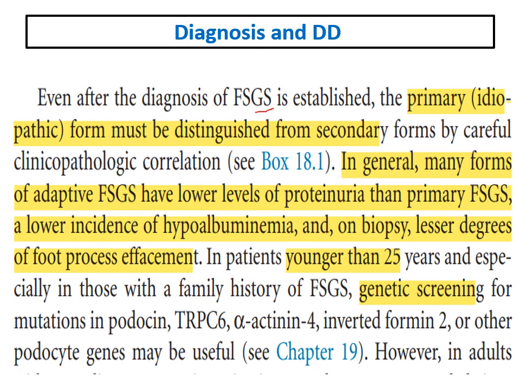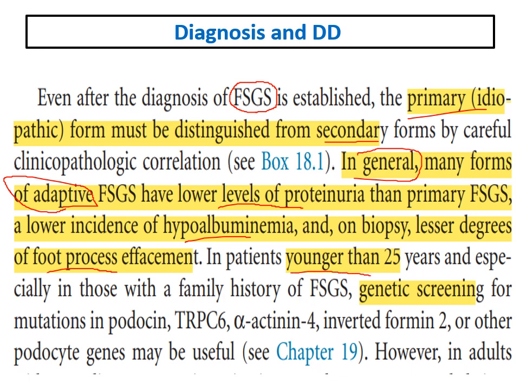If we establish the diagnosis of FSGS, the second step is to know if this FSGS is primary or idiopathic, or secondary. So the first step is to diagnose FSGS, the second step is whether it is primary or secondary. In general, secondary or adaptive causes of FSGS usually have lower levels of proteinuria, lower levels of hypoalbuminemia, and less degree of foot process effacement on renal biopsy. This is very important. So never forget that secondary cause of FSGS is much milder, with subnephrotic proteinuria, less incidence of hypoalbuminemia, and much lesser degrees of foot process effacement.